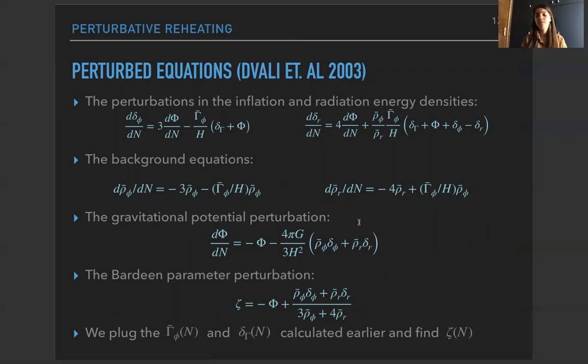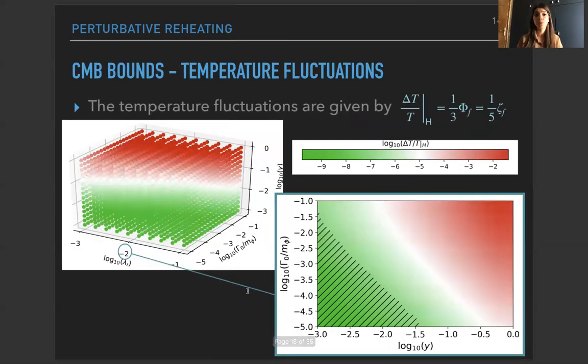And finally, you have a differential equation for the evolution of the gravitational potential perturbation with time. So if you solve this system of 5 coupled differential equations, you can actually derive zeta as a function of the e-folds after the end of inflation. And this is extremely useful because for larger scales, this Bardeen parameter zeta is directly proportional to the temperature fluctuation it corresponds to.